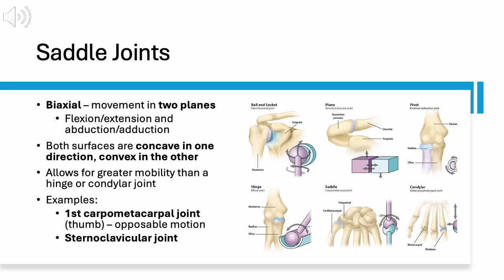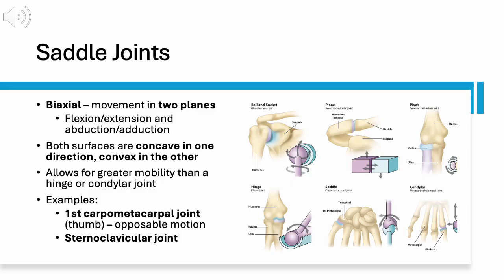Next up are saddle joints, a unique and highly mobile type of biaxial synovial joint. In this joint, both bones have saddle-shaped articulating surfaces. They are concave in one direction and convex in the other, like 2 saddles fitting together at right angles. This shape allows motion in 2 planes: flexion and extension, abduction and adduction. Because of this configuration, saddle joints offer greater mobility than a typical hinge or condylar joint, while still maintaining stability.